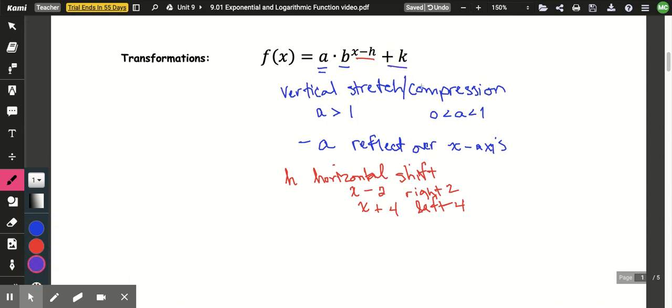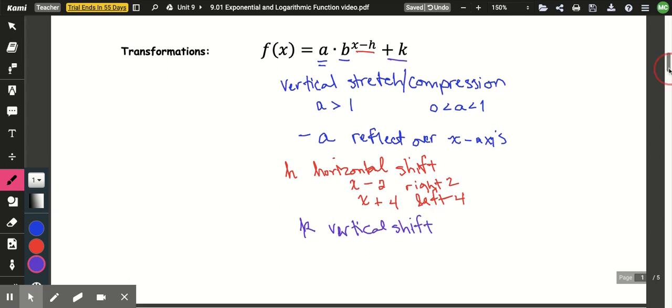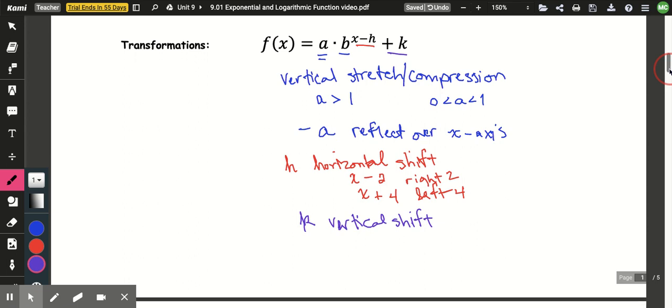Okay, the last transformation that we'll have up here is the k value. And k is just added on to the end of the function. So just like with all of our other functions, that would be a vertical shift. And that follows the same rules as all of our other vertical shifts. So if it says plus something, it's up. If it says minus something, it's down.